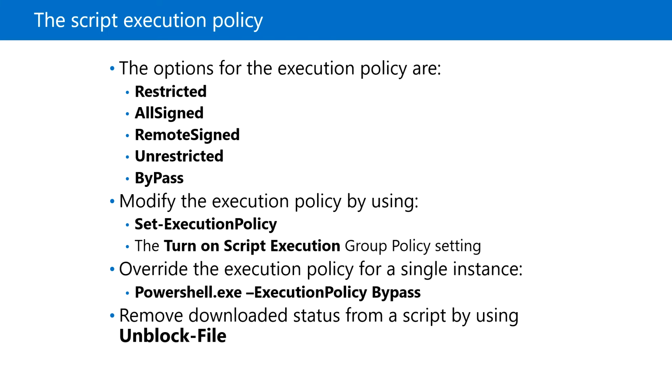To change the execution policy, we can run the Set-ExecutionPolicy command. But in case you want to configure the execution policy for many computers, you can use the group policy setting to override the local setting, which is the Turn on Script Execution group policy setting.